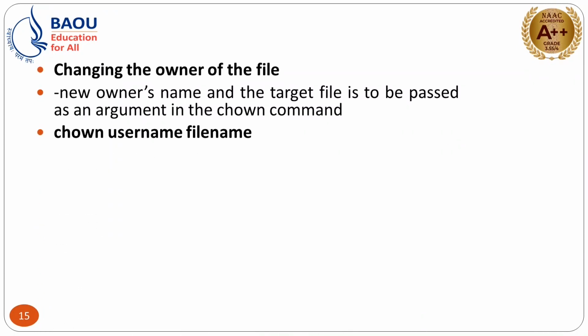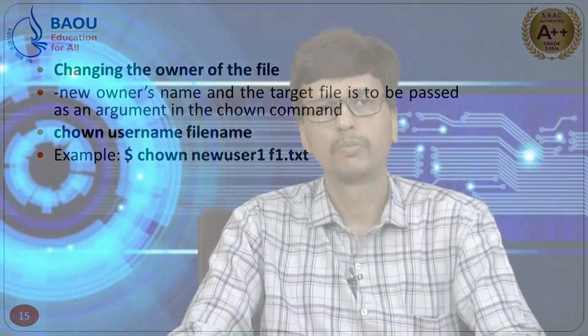You can see here the example: $ is the command prompt, chown is the command, then newuser1. Previously some other user would be the owner; now you want to change the user for that particular file, f1.txt, so you write the new username here. After execution of this command, the user will be changed and newuser1 is now the owner. But you must be logged in as the super user or the root user, because only then do you have the permission to change the user, right.